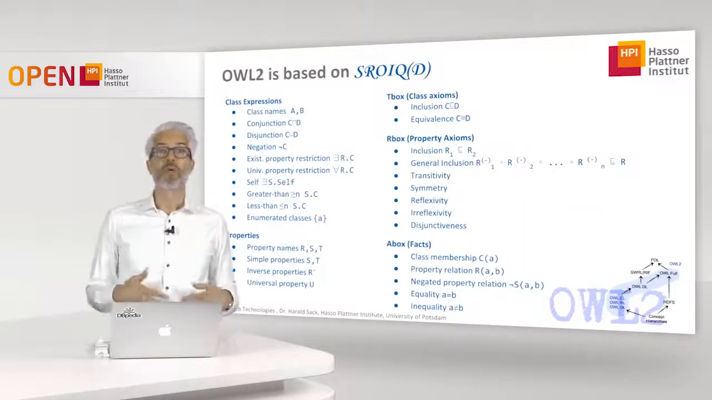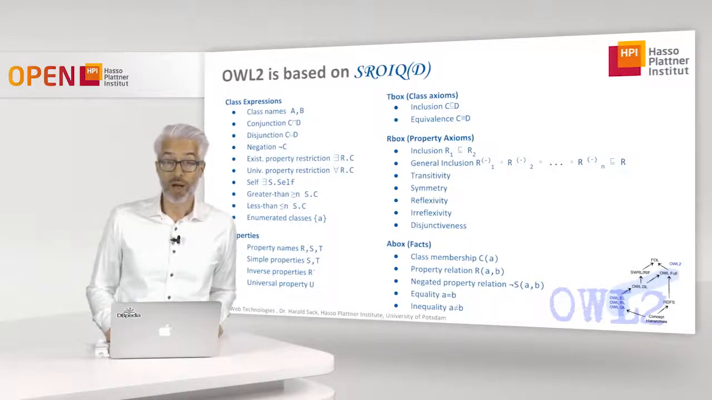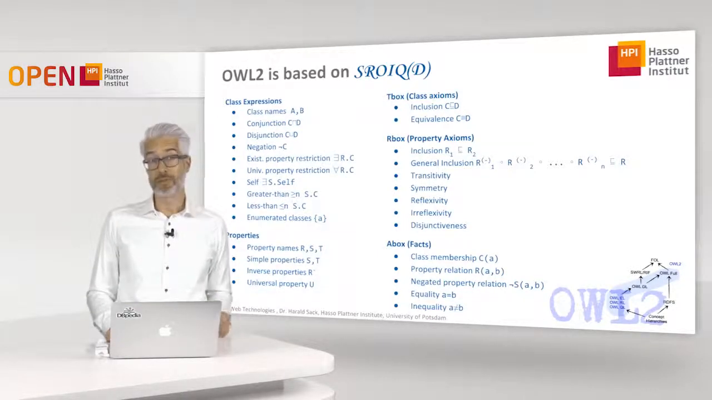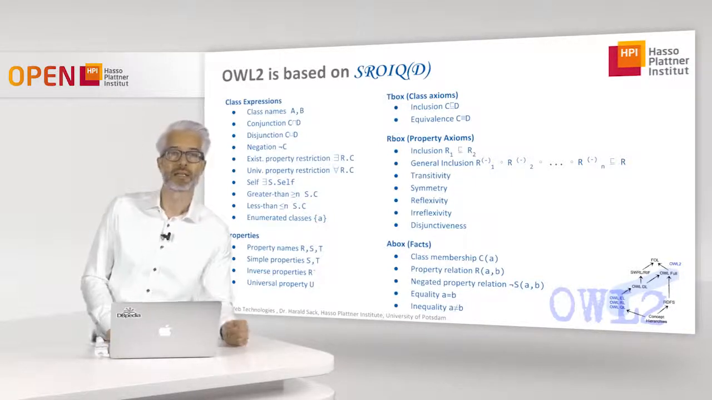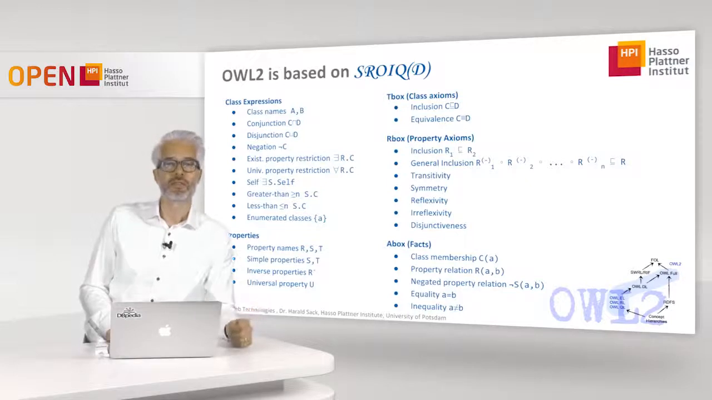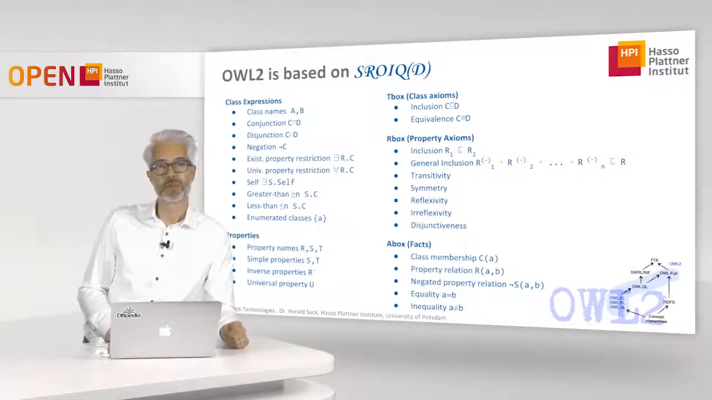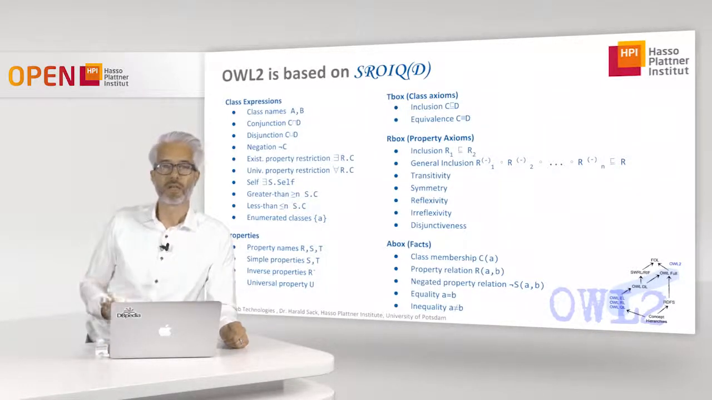Let's have a look at what is in OWL2. So OWL2 is SROIQ, so you need a few more letters here. First, let's have a look at the possible class expressions. Of course, you have class constructors like conjunction, disjunction, and negation. You have the existential and the universal property restriction, which stand for strict binding and loose binding.